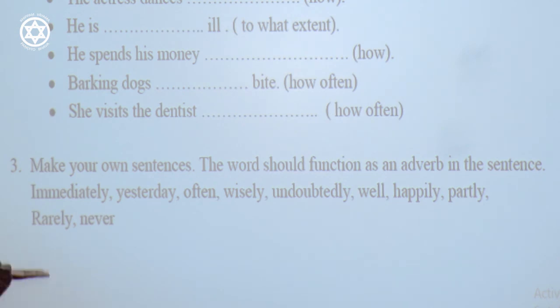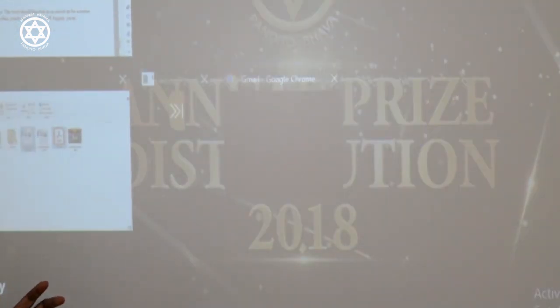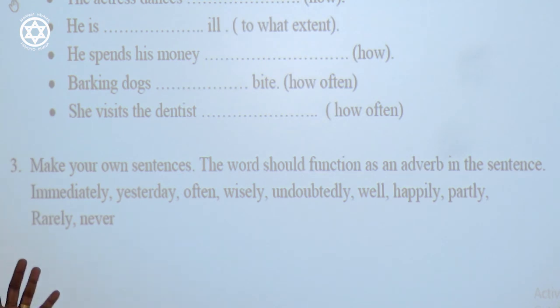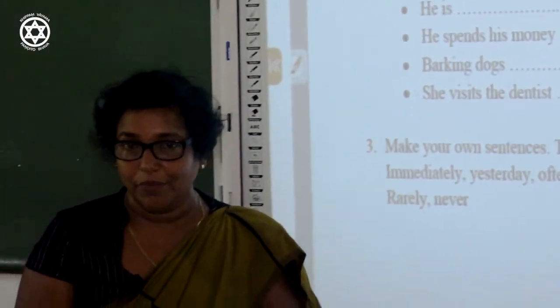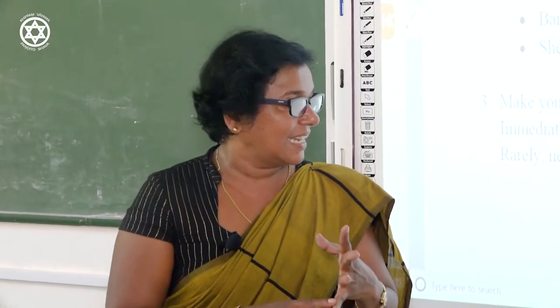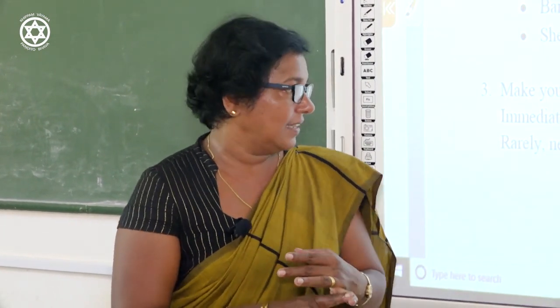So I think, before you make the sentence, the one thing you have to do is look at the adverb and decide the kind of adverb that you are using in the sentence. Whether it is an adverb of manner, time, place, frequency, or degree. You have to decide that before you write the sentence.